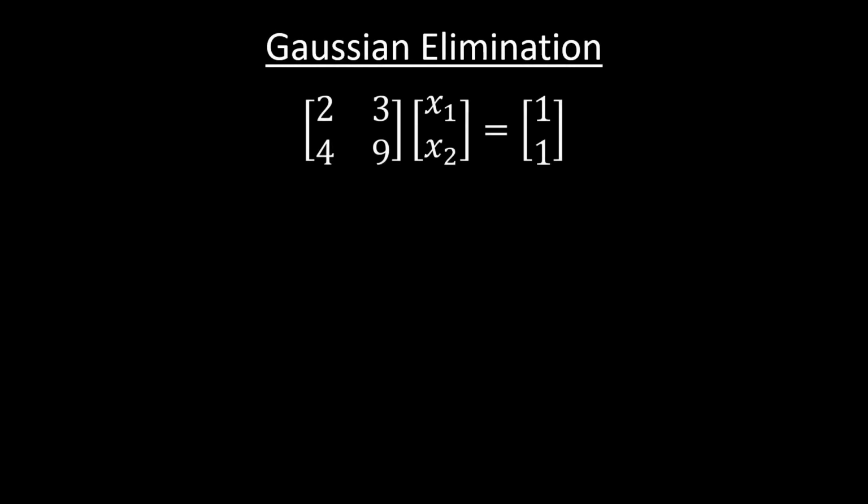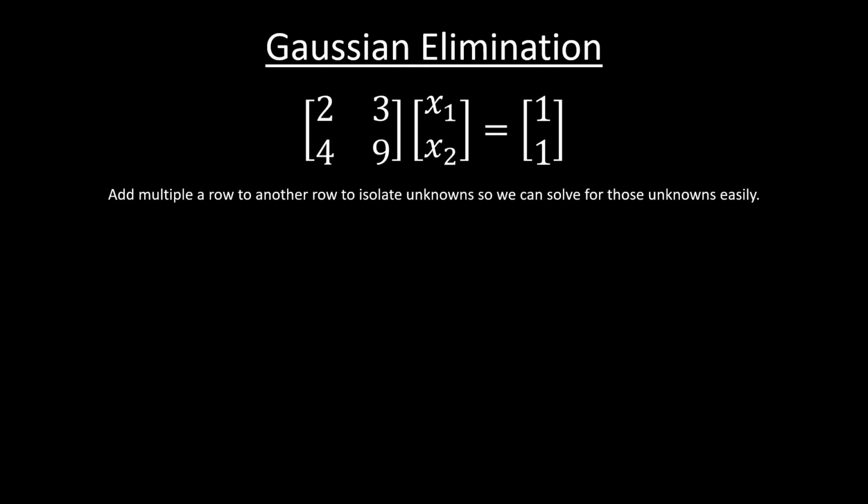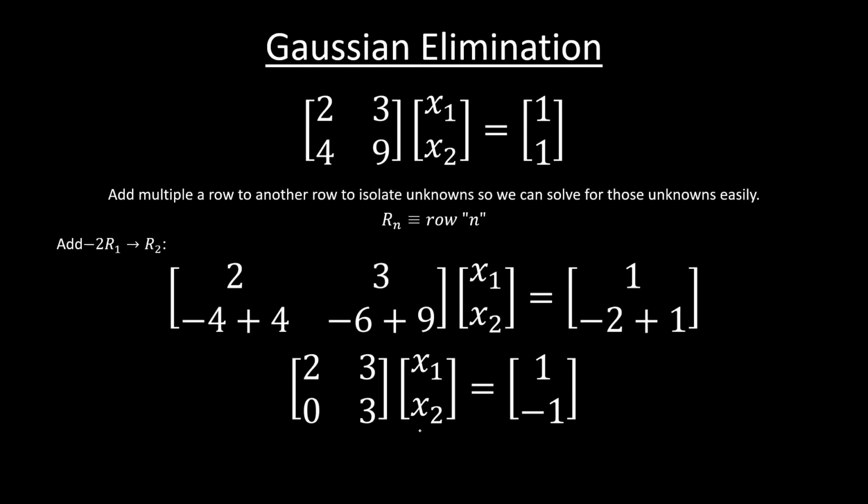We know that we can use Gaussian elimination to solve a linear system for its unknowns by adding multiples of one row to another row so that we can isolate variables and solve for those variables very easily, simply by dividing one number over. In this particular case, we would be adding -2 times the first row to the second row to isolate x2 when multiplying out the second row by the first column to get that x2 is pretty simply -1/3.